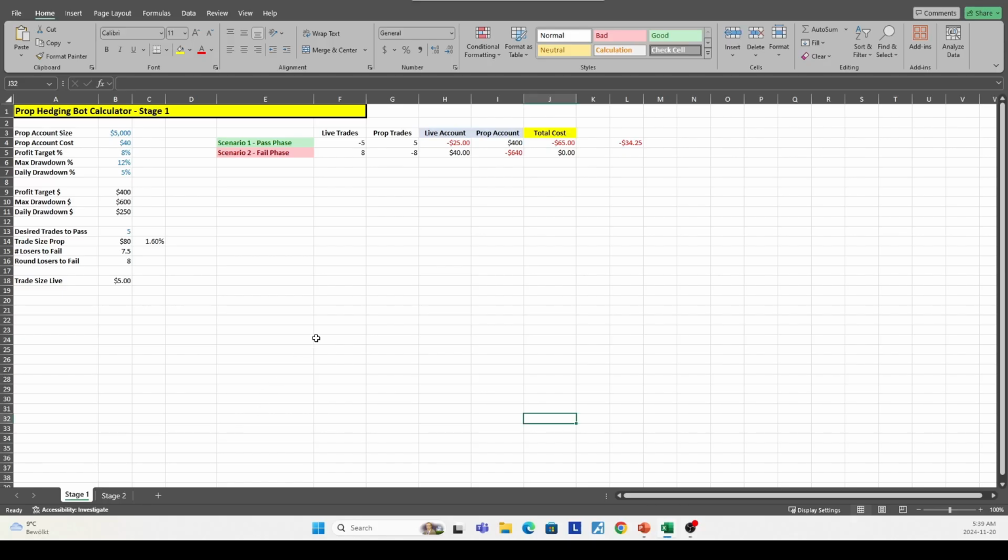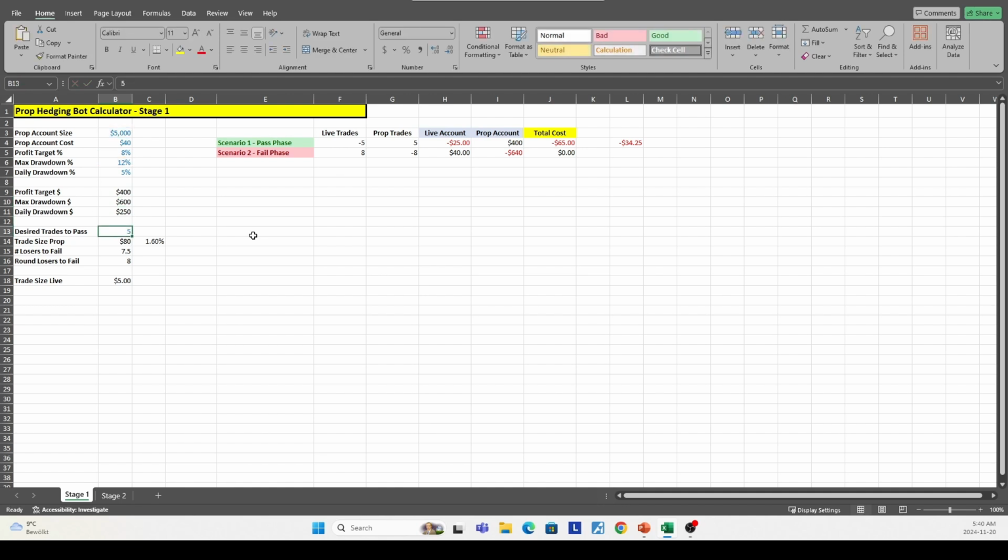Now let's dive into a spreadsheet here with this little prop firm calculator. As you can see, some of the inputs we're looking at: we're dealing with a $5,000 account size, and this particular account cost $40. We're dealing with an 8% profit target, 12% max drawdown, and 5% daily drawdown. Here we can quickly do some calculations. Let me just grab my keyboard. We can see that our profit target here is $400, with a max drawdown of $600 and a daily drawdown of $250.